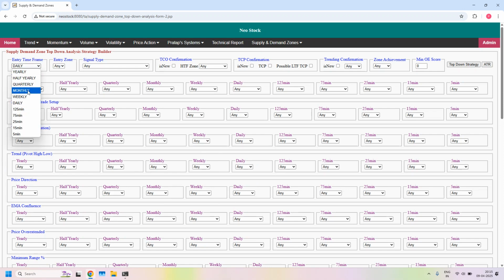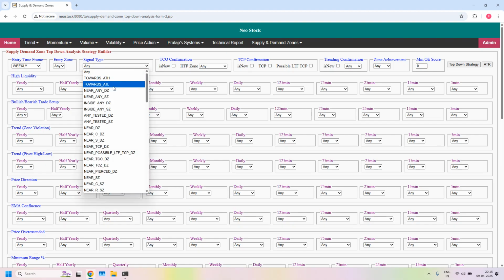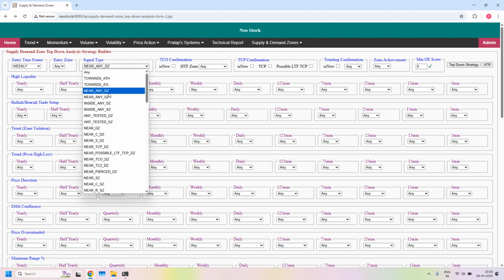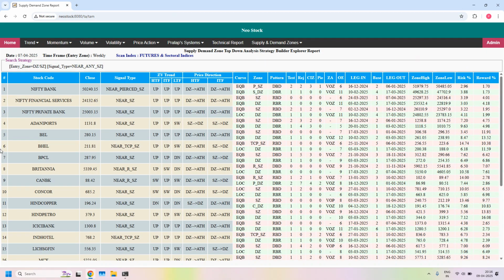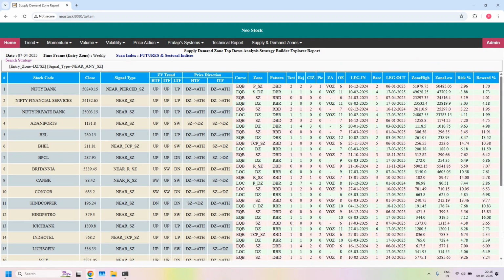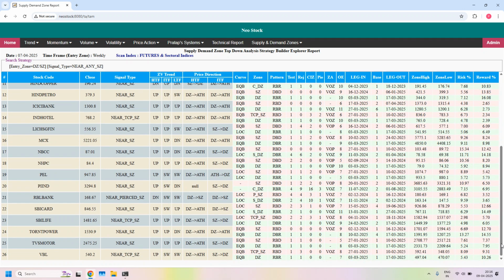Okay, next time frame is weekly. Stocks near weekly demand zone. We got 5 stocks. Next, stocks near weekly supply zone. We got 26 stocks. First 15 stocks in the list. Scrolling the list down. 26.